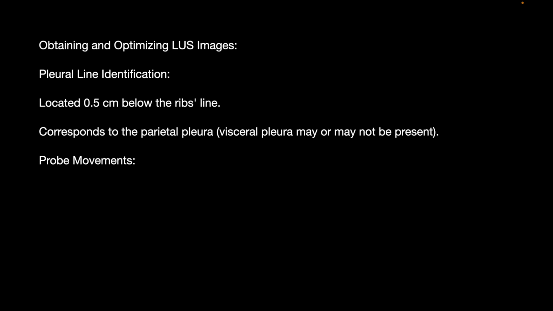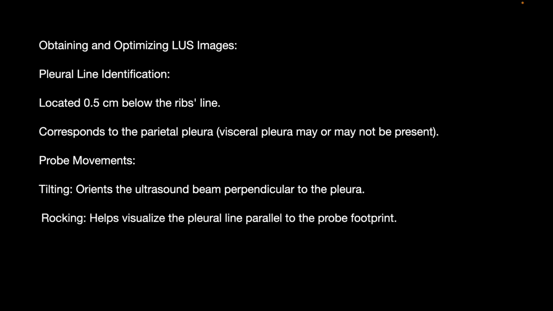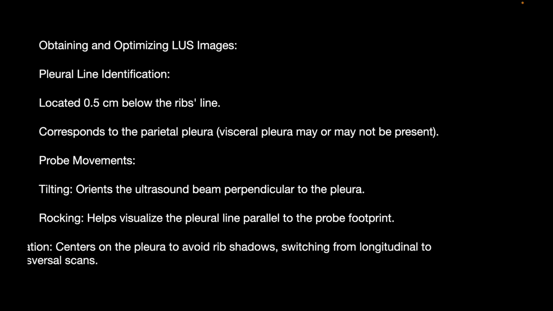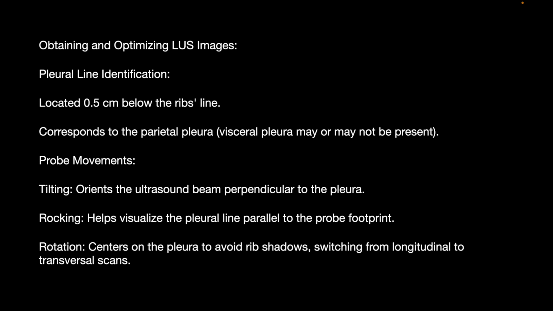So once you have identified the pleura, next you need to do some probe movements, that is the tilting, orienting the ultrasound beam perpendicular to the pleura. Rocking, this helps to visualize the pleural line parallel to the probe's footprint. And next is rotation, where you center on the pleura to avoid the rib shadows, switching from the longitudinal to the transverse scan.